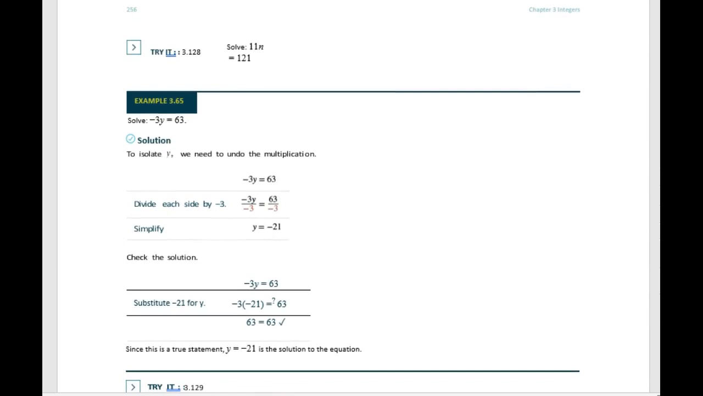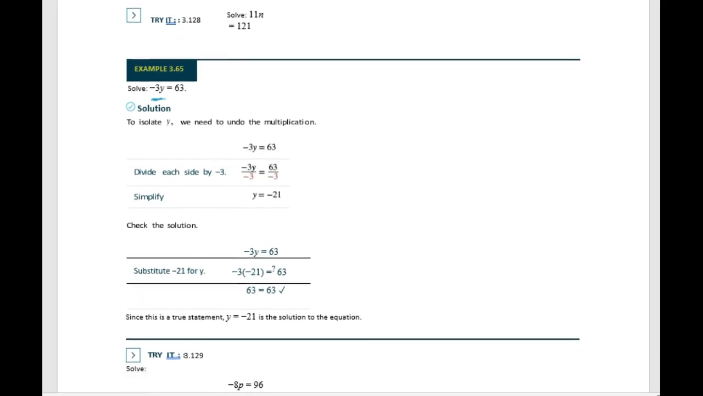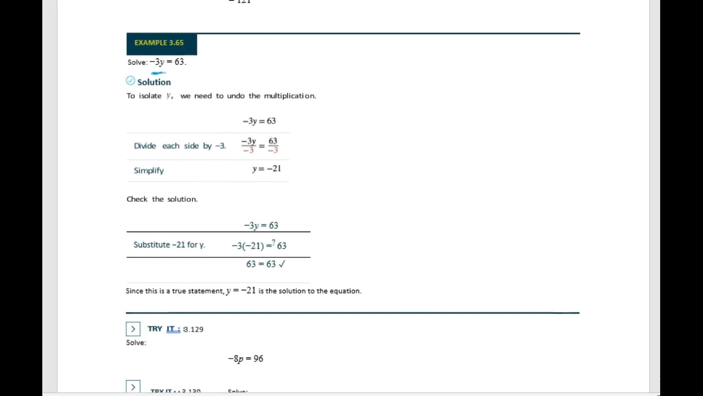Okay. So here's our next example. So I have -3y equals 63. Same thing, I notice here that I'm multiplying. So I want to undo that, and to undo that, I divide by that -3. I'm always going to be dividing by the value that is with my variable, because my goal is to get my variable by itself. So here's one that I want you to try. So what do I get if I solve this value right here?